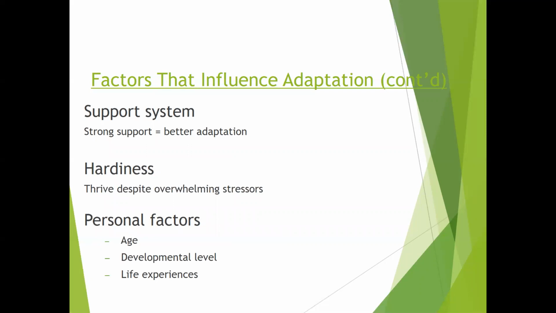Personal factors can also have an influence on adaptation. So age, developmental level, life experiences, like we said, those all have effects. And that, like I said, everyone has a breaking point when stress becomes overwhelming and they feel like they can't do it anymore.